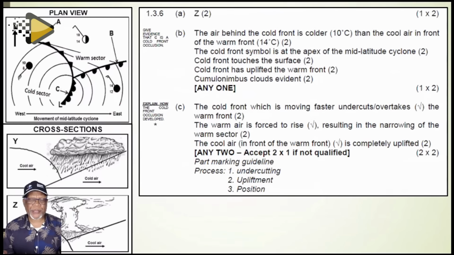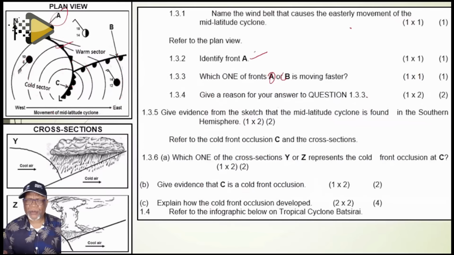Now 1.3.6, what is the question saying there? Which one of the cross sections Y or Z represents the cold front occlusion at sea? Which of the two diagrams shows cold front occlusion? The correct one will be this one at Z. Why this one at Z? Because the cold front is the one that is touching the surface. This one is the warm front occlusion because the warm front is touching the surface.